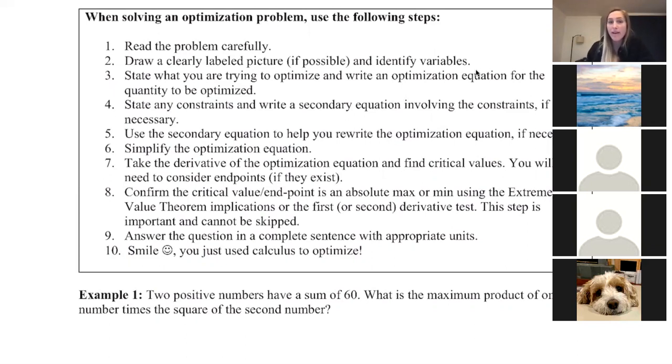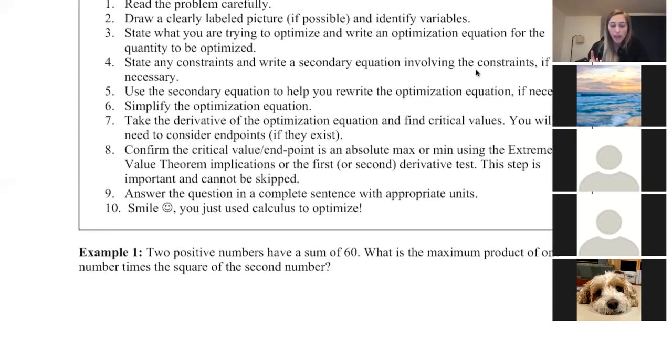You guys know how to do that, right? Find the derivative, use whatever rules you need to. Find critical values by determining where the derivative is equal to 0 or undefined. And you'll also need to consider endpoints. So those constraints that I mentioned before, which would maybe correspond to the domain of your optimization equation, you need to consider those endpoints. And that's really important.